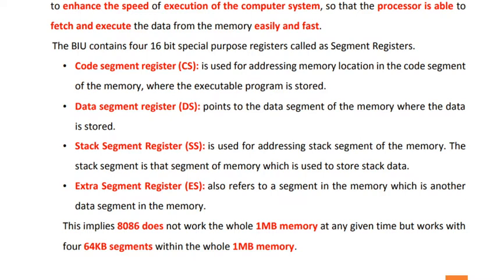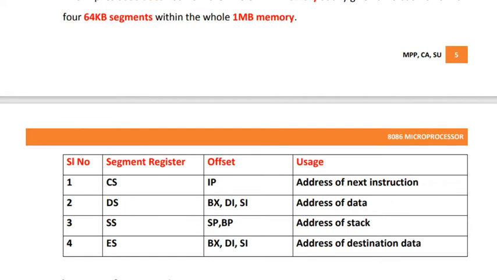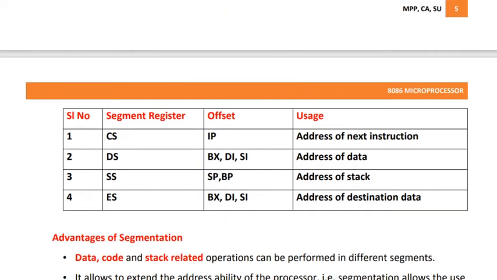So this implies the 8086 does not work with the whole 1 megabyte of memory at any given point of time, but works with four 64 kilobyte segments within the whole 1 megabyte of memory. Now, as I've said, the segment registers are capable of pointing to the base address of the segment, and with use of a certain offset value, we can create displacement and access specific byte locations in the respective segments.